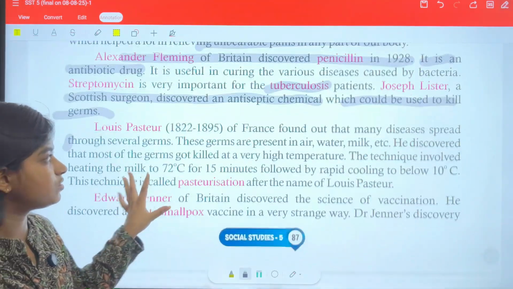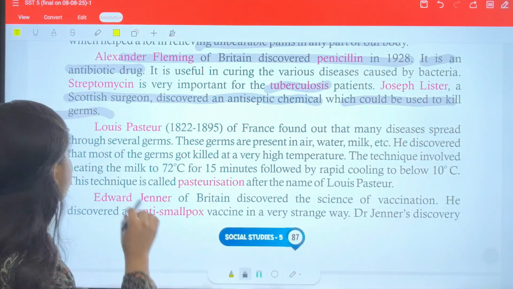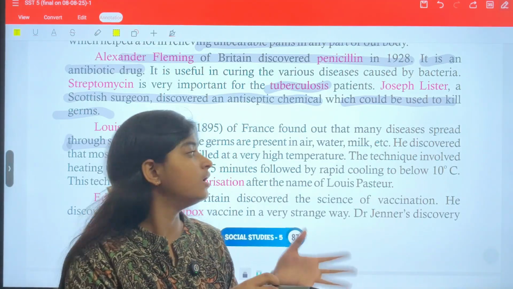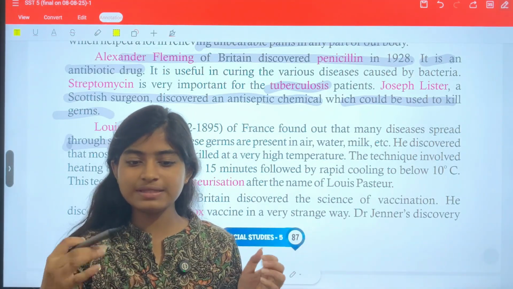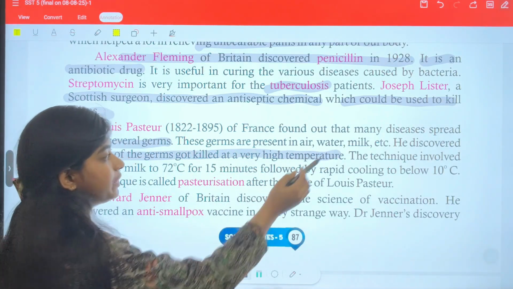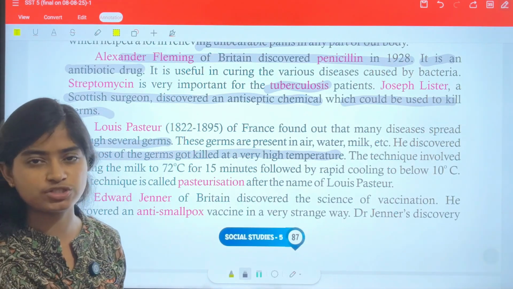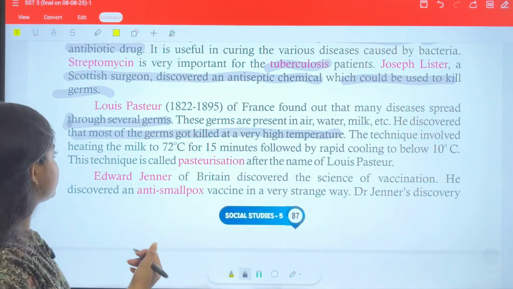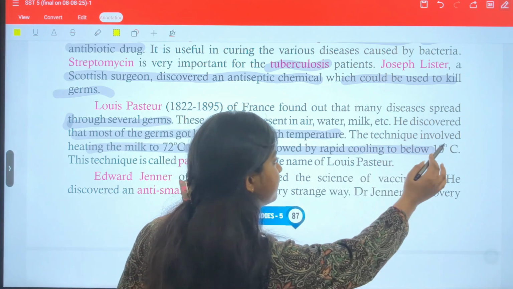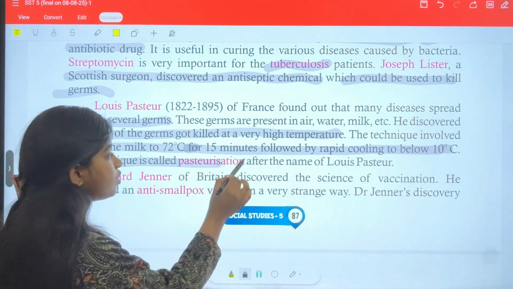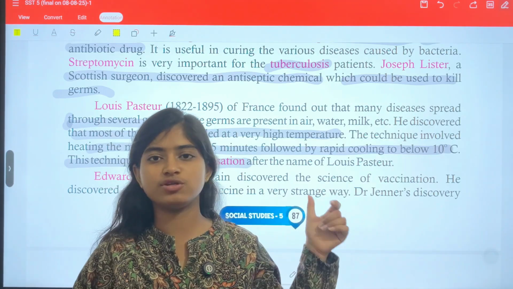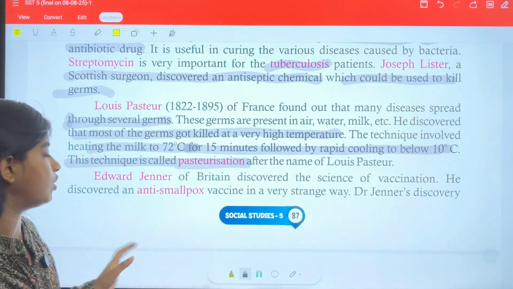Okay, Louis Pasteur of France found that many diseases spread through germs, which are present in milk and many other things. This is a main cause of diseases. So he discovered that most of the germs get killed at very high temperature. The technique involved heating the milk to 72 degrees Celsius for 15 minutes, followed by rapid cooling to below 10 degrees Celsius. This technique is called pasteurization after the name of Louis Pasteur.